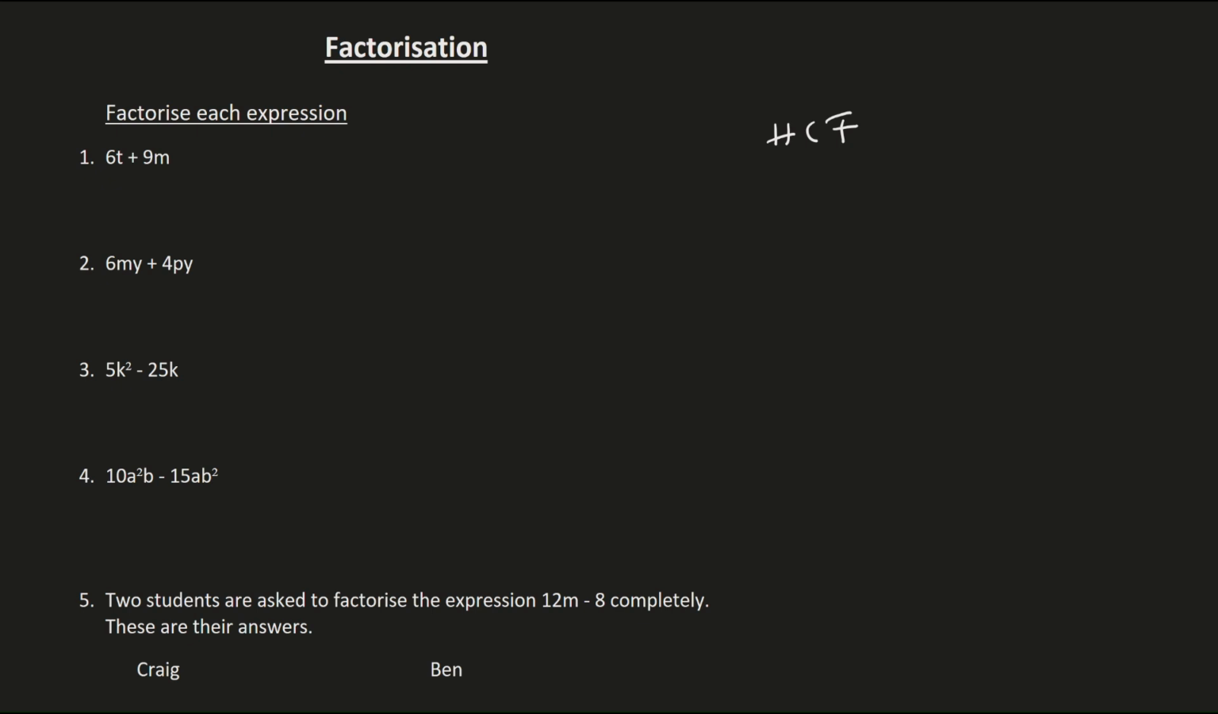Now let's solve these questions. Factorize each expression. Question 1. To do this, find the highest common factor for 6 and 9. So I have 6 and 9. Let's work out the factors of 6, which is 1 times 6, and then 2 times 3. Then 9 is 1 times 9 and 3 times 3. Common factors, we have 1 and 1, 3 and 3. The highest common factor here is 3. So you factorize 3 out.